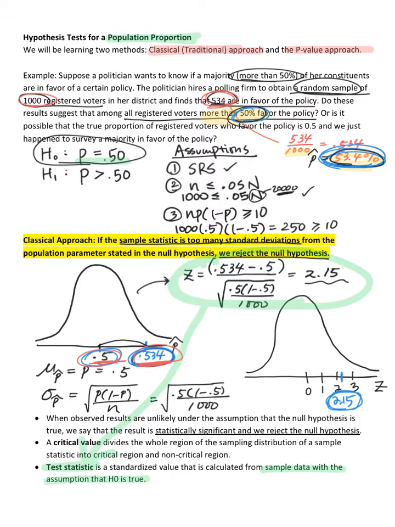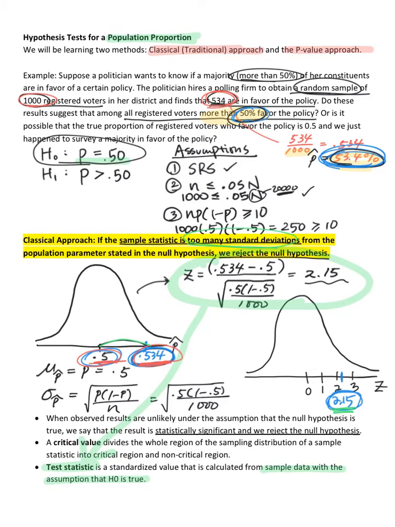So we do know how many standard deviations there are between 0.5 and 0.534. That's 2.15. The question is, is 2.15 too many standard deviations? Now, we learned before that more than 2 standard deviations are considered unusual, right? But in hypothesis testing, we have a more specific benchmark, which is determined by the critical value. Do you guys remember critical value from the previous chapter? Of course you do, right?